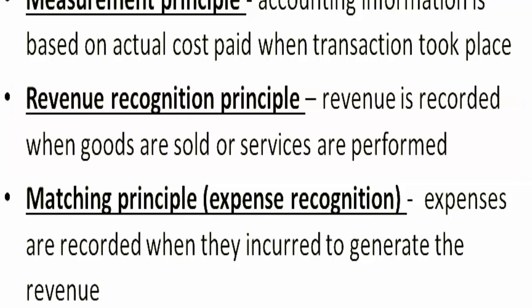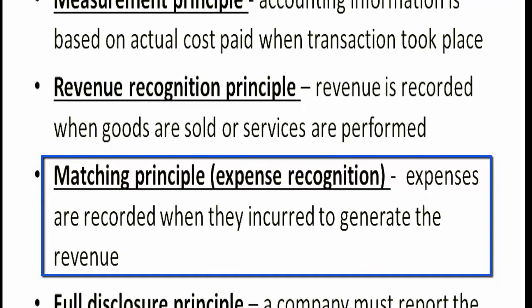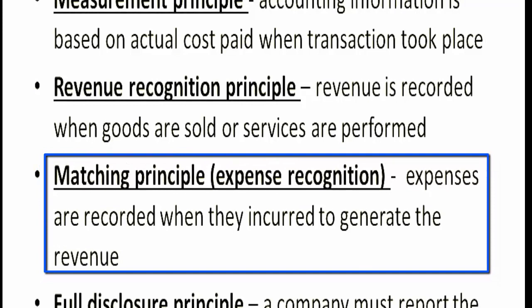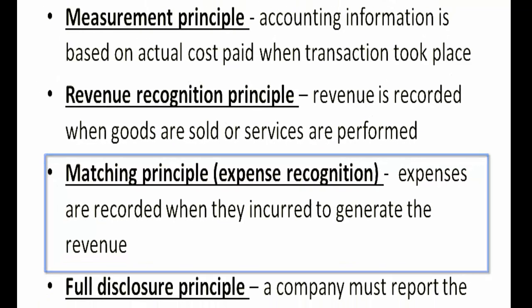The matching principle, also called the expense recognition principle, requires that a company record the expenses it incurred to generate the revenue reported. For example, if a company rents an office, it must match the cost of renting the office in August with the revenue recognized in the month of August.